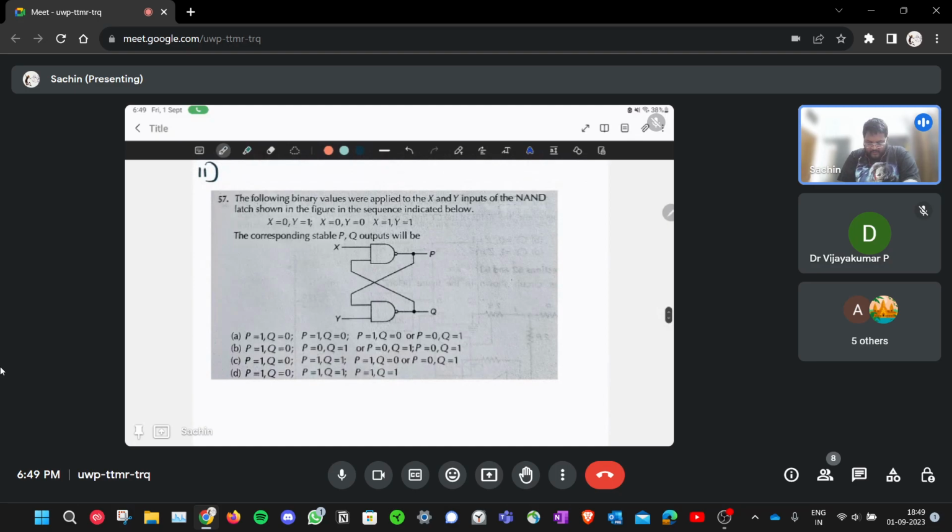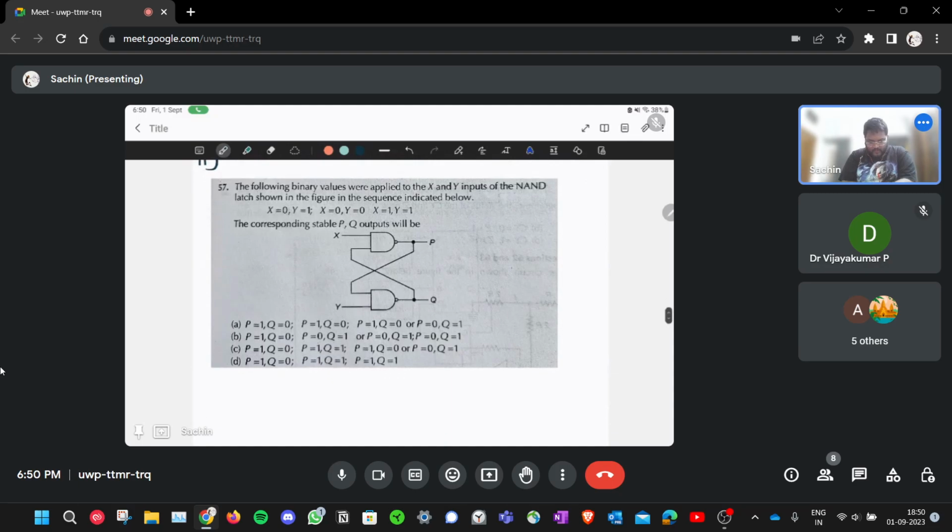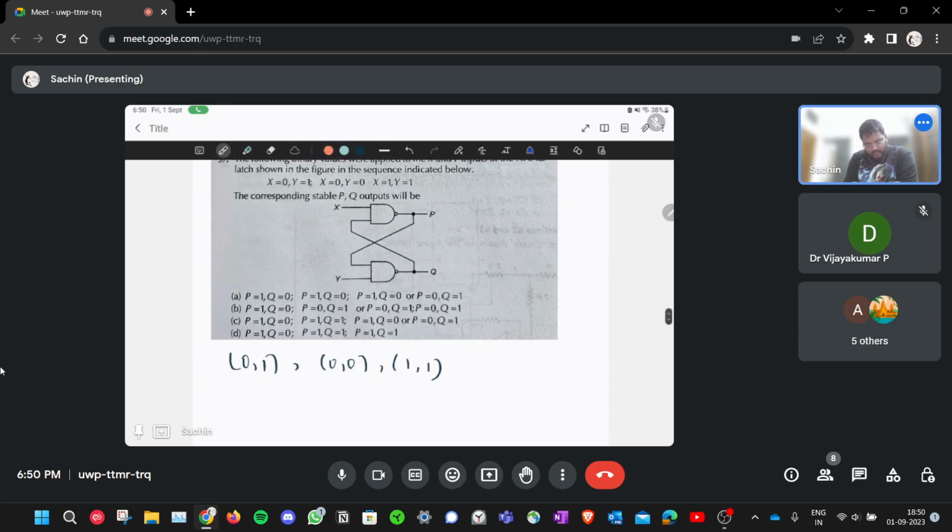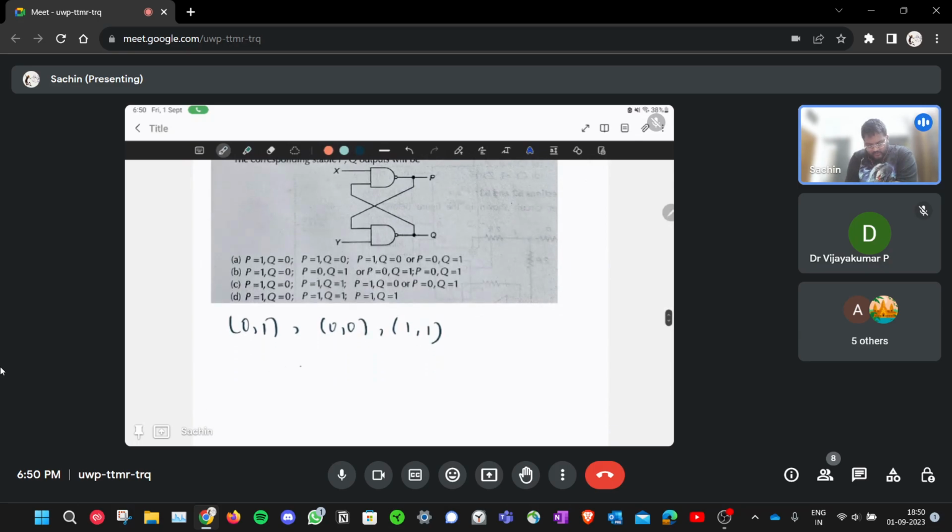The following binary values were applied to the XY inputs of the NAND latch that is shown in the figure, in the sequence that is indicated below. So x equals 0, y equals 1, that's the first set of inputs. Then it changes to 0, 0. Then it changes to 1, 1. The corresponding stable PQ outputs will be, okay. Thus, even if you don't know it's a latch, you can do it. You don't need to know about latches to solve this question.